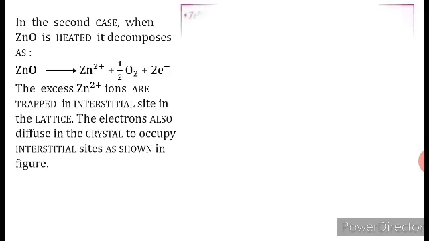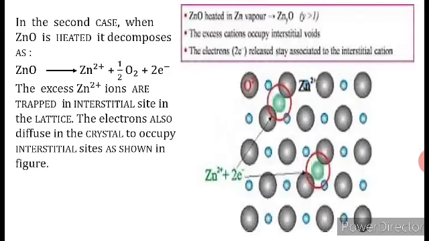It will be clearer with the help of this diagram. You can see over here the 2 electrons are shown by green bubbles, and the zinc ion is shown by black color, as written there. So the ion as well as the electrons occupy the interstitial voids, and due to this the defect is generated.